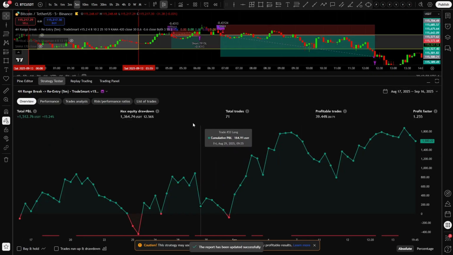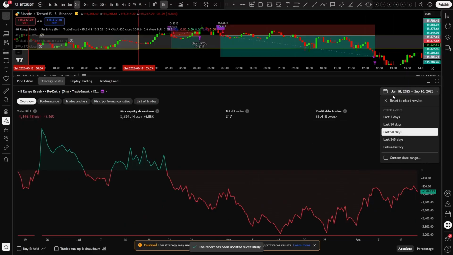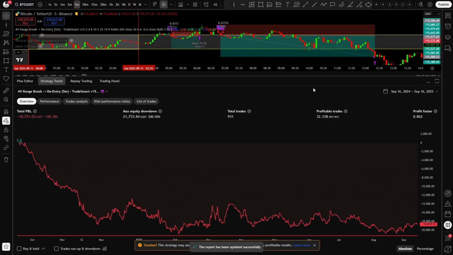It was profitable, 71 trades, 15% net profit, that's pretty good, and a 1.25 profit factor, not so great, but acceptable. Last 90 days is losing again. And the last year is a very, very big loss. 900 trades, 200% drawdown, and 185% loss.